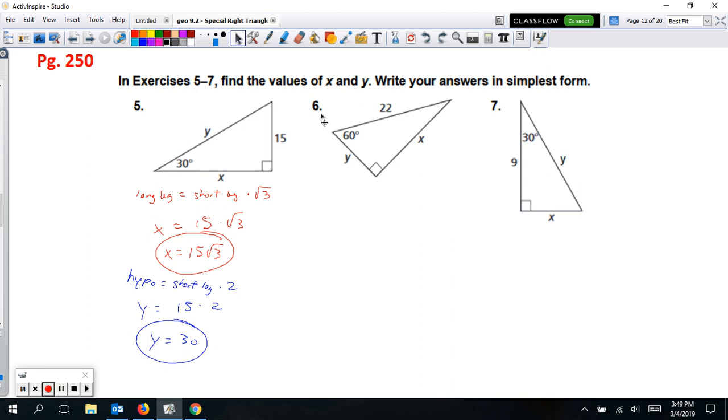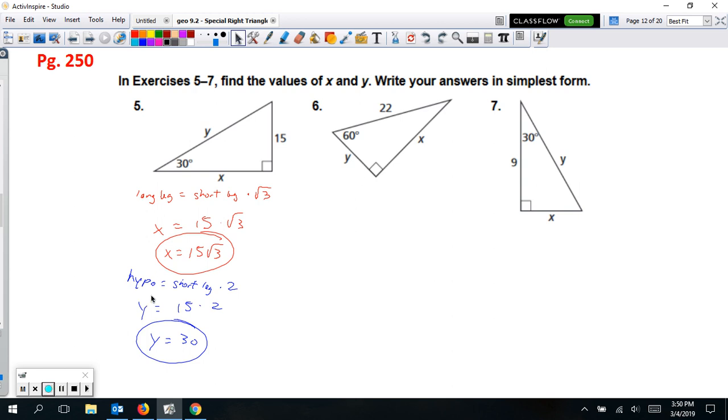Now number 6, they give us the hypotenuse, the one that's opposite the right angle. We're trying to find the two legs. So the leg that we want to find first is going to be the shortest leg, because that's going to be always in these ones. We don't see an equation here that has hypotenuse and long leg in it. It's either long leg and short leg or hypotenuse and short leg. So we want to find y first on this one.